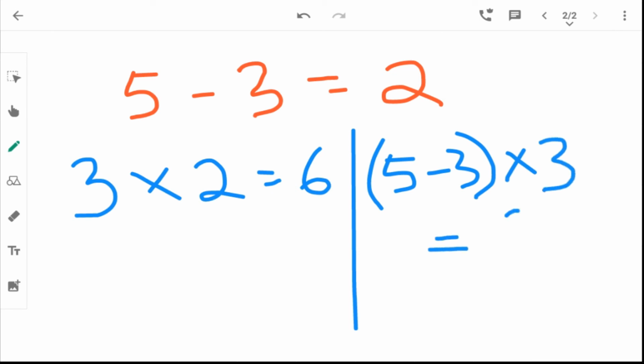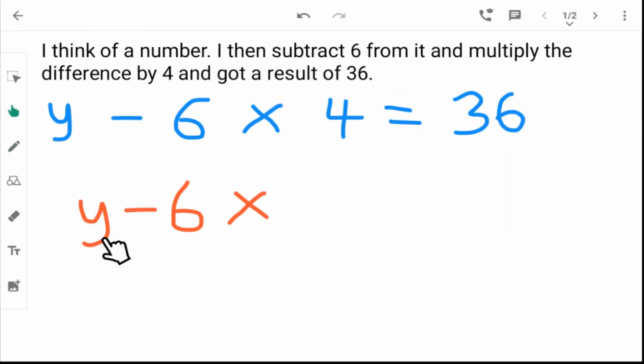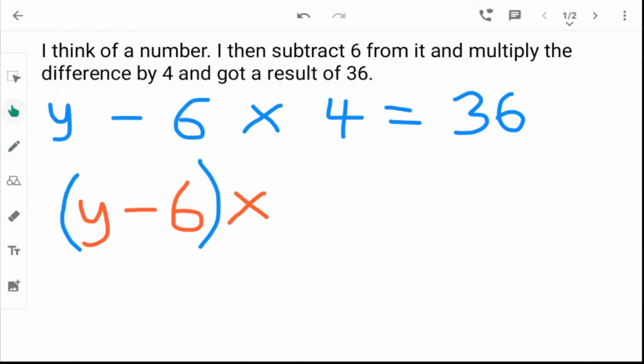This is actually what we are going to do with our expression in our final example. We need to multiply our difference, and our difference is the entire expression y minus 6. To show that we are using the entire expression and not just a part of it, we place it in brackets. Next, what are we multiplying y minus 6 by? There it is, the number 4. So we go ahead and place that there.